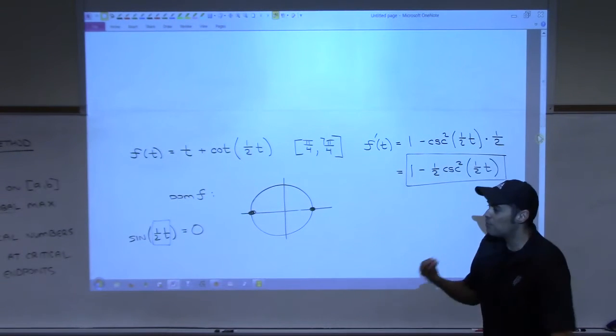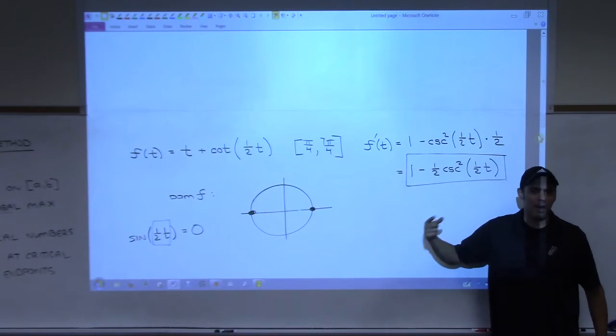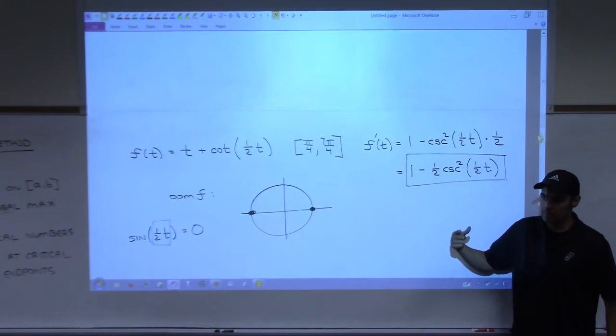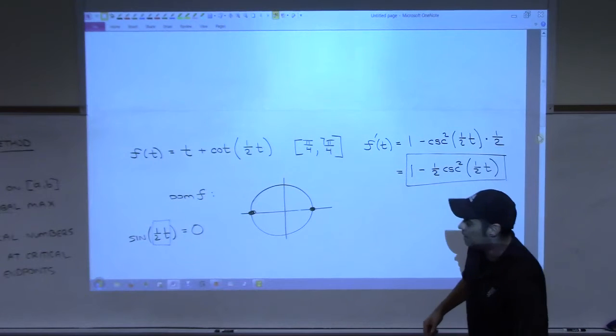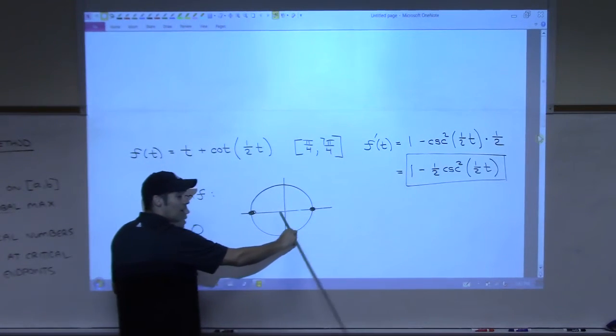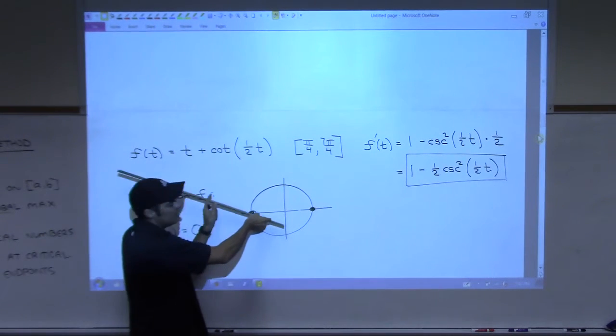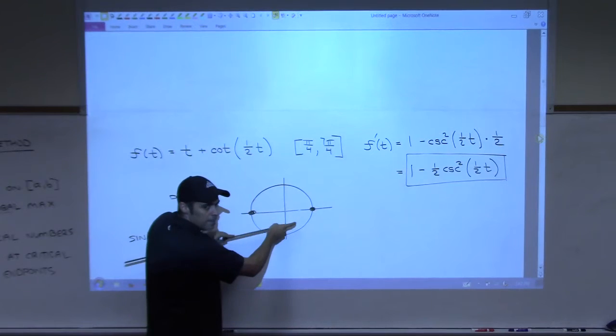So I need a general answer that includes 0, pi, 2 pi, 3 pi, 4 pi, right? All of them. And you could also have negative answers. You could have 0, and then a rotation clockwise instead of counterclockwise is called a negative angle. We could have negative pi, negative 2 pi, negative 3 pi, right?